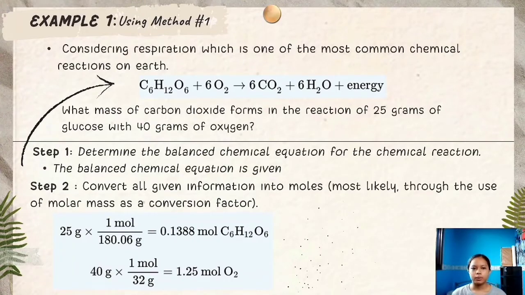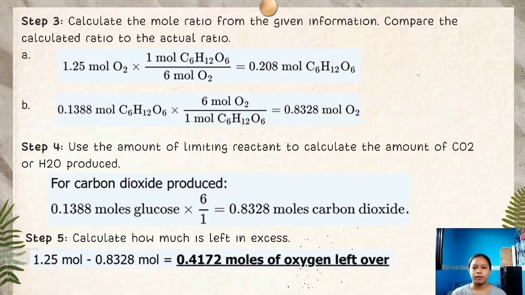In doing this, we will multiply 25 grams with 180.6 grams of every 1 mole and 40 grams with 32 grams of every 1 mole. To get the mole ratio of glucose, we will multiply the moles 1.25 moles of oxygen gas with 6 moles of oxygen gas for every 1 mole found in glucose.